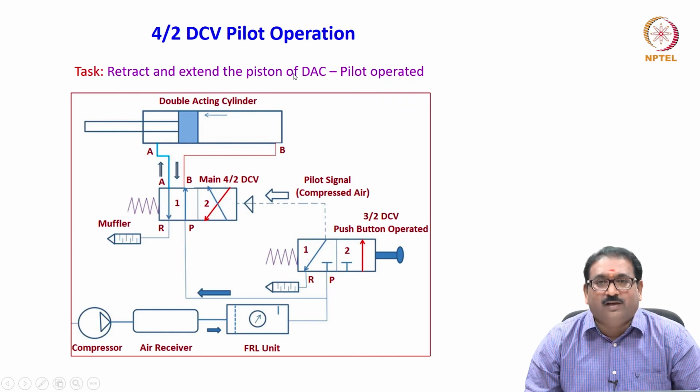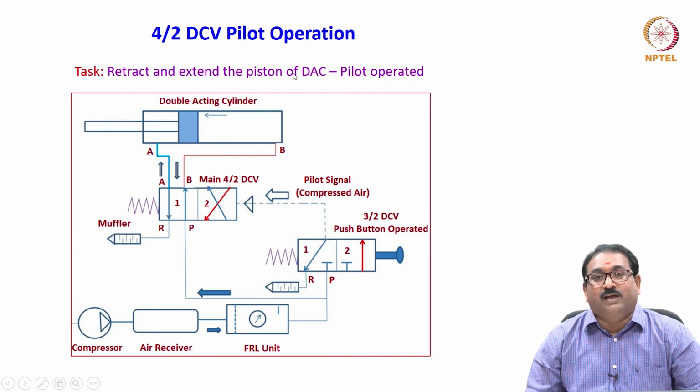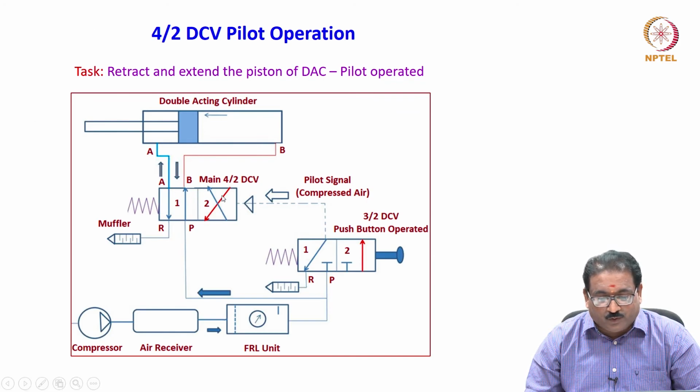Quickly we will see now the 4/3 pilot operated valve. Here I am showing you the main 4/2 pilot operated valve controlled through a 3/2 push button actuated valve. Here I am controlling the double acting cylinder, friends, extending and retracting with the pilot operated DCV. You will see here it is pneumatics: compressor, air receiver, and FRL, which is a must before going to the control valves we have seen.